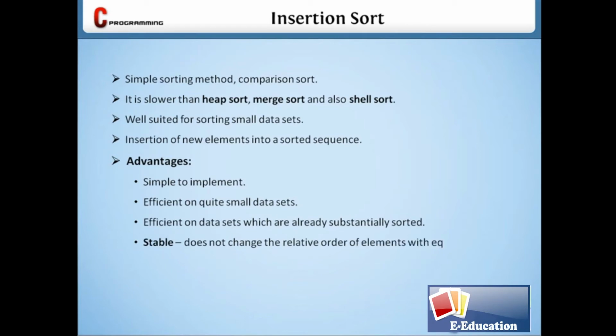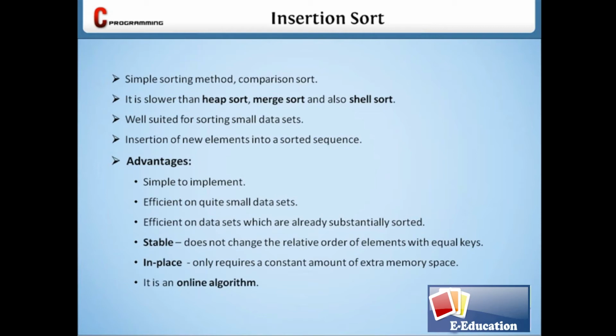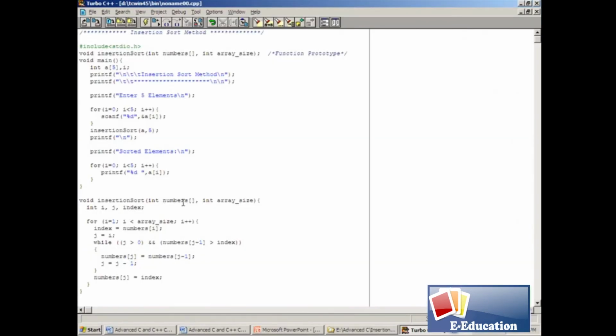Stable, does not change the relative order of elements with equal keys. In place, it requires only a constant amount of extra memory space. And it is an online algorithm, in that it can sort a list as it receives it. Now, let's discuss this with an example.